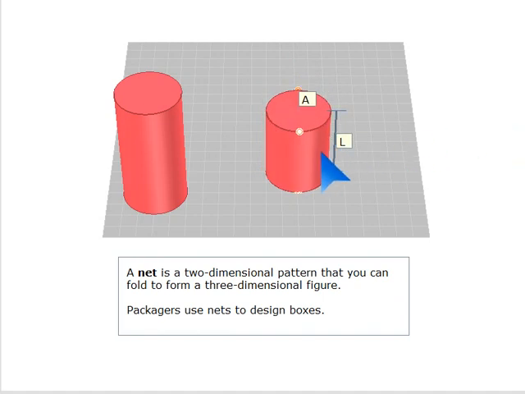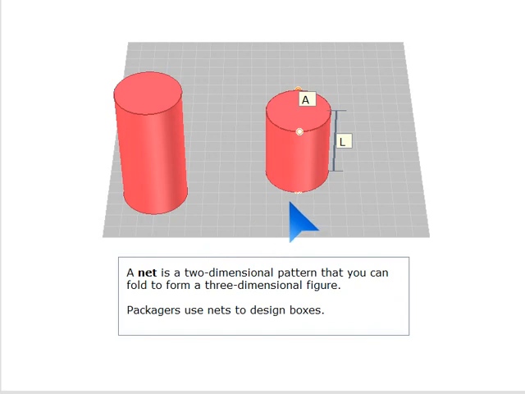While this cylinder is not of the same size as this, we can adjust the size or the height or length to make it equal in length to this, but we use this to illustrate the concept of a net.